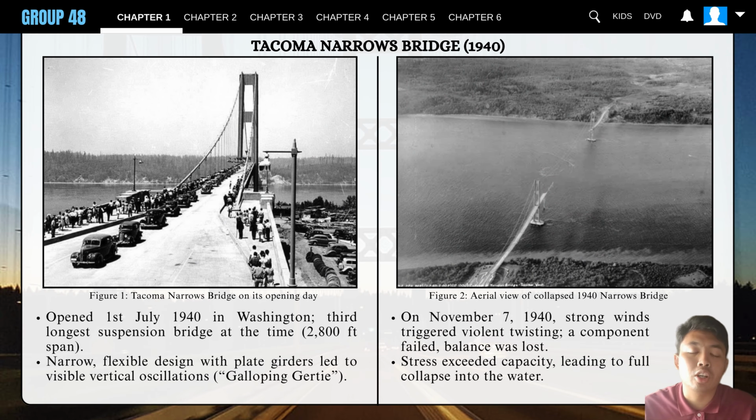For the overview of the Tacoma Narrows Bridge incident that happened in 1940, Figure 1 shows the Tacoma Narrows Bridge on its opening date. Meanwhile, Figure 2 shows the overview of the collapse of the Tacoma Narrows Bridge, which happened exactly 4 months after its opening.